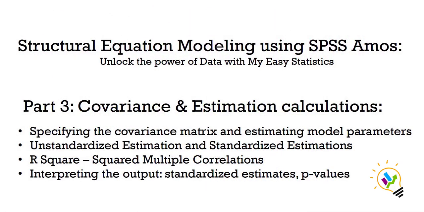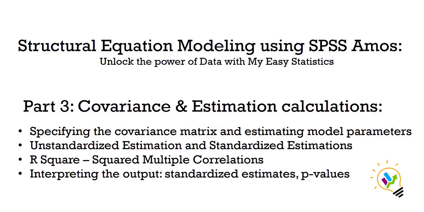Part 3, Covariance and Estimation Calculation. In this video, we are going to discuss covariance and regression estimation calculations. First, we are going to discuss how to do regression analysis using SPSS software, and I'll show you how to do the same analysis in SPSS Amos. We will see the comparative results first in SPSS, and then the same type of analysis in SPSS Amos, and compare the relationship between both software.